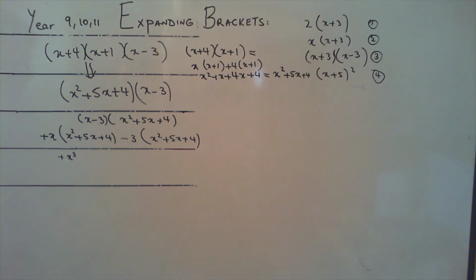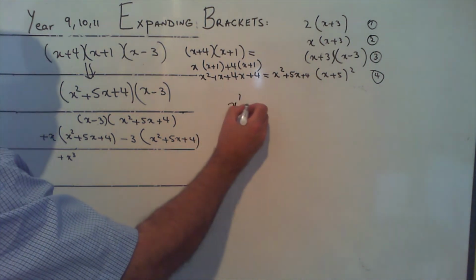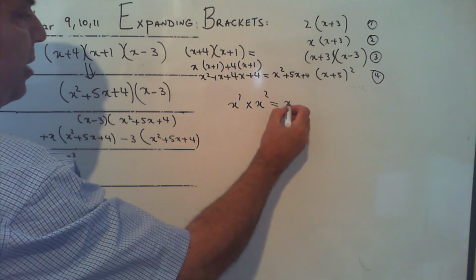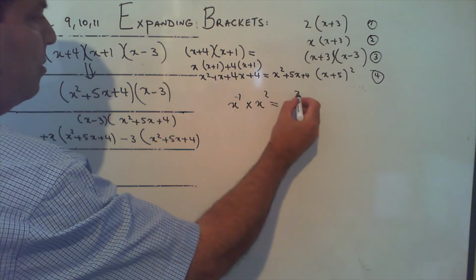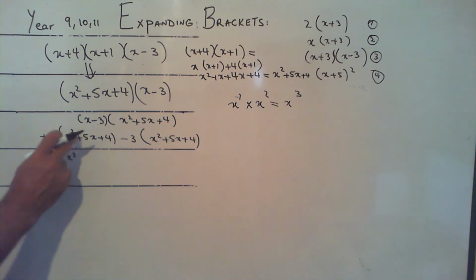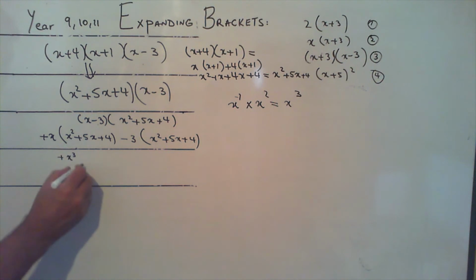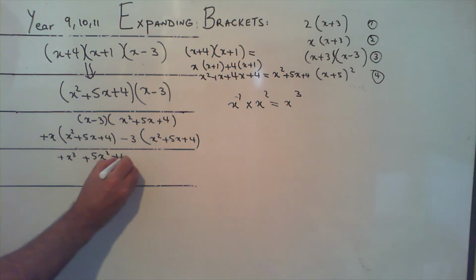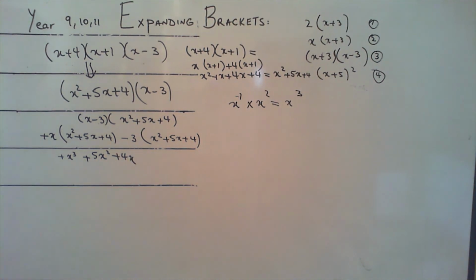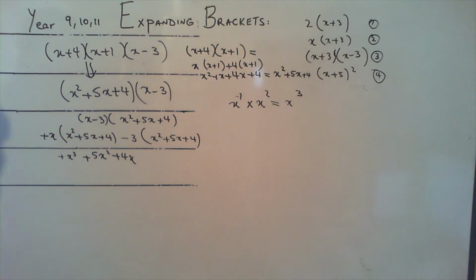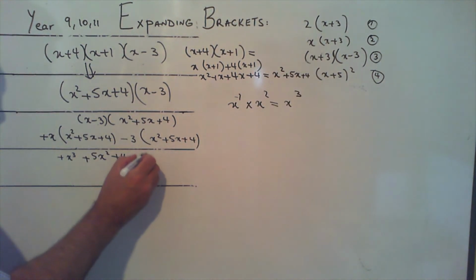I think it's not clear, so I'm going to write it here. So x to the power of 1 times x to the power of 2 is the first law of indices. You keep the base, add the numbers. 1 plus 2 is 3. So that's why I wrote x to the power of 3. Okay? x times plus 5 is 5x squared, and plus x times 4 is plus 4x. I'm doing the same thing that we learned when we were expanding type 3. We've got types 1, 2, and 3. And then I've got minus 3 down, multiplying to this bracket.